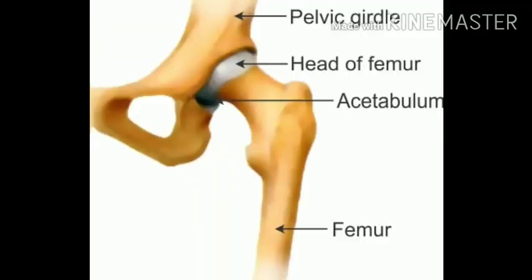This is ball and socket joint. Here the femur bone is attached with pelvic girdle or hip bone. The head of the femur lies in the acetabulum cavity of the pelvic girdle.